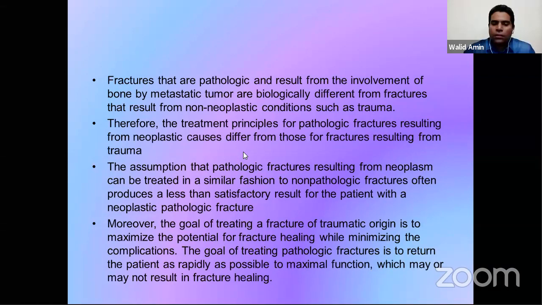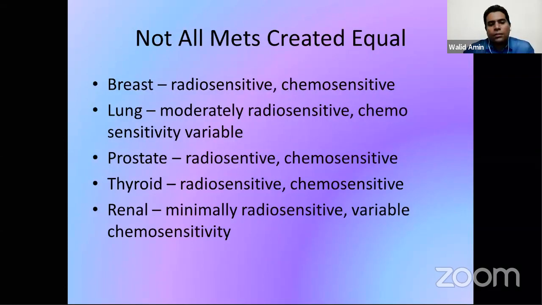We can say that not all metastases are created equal. Breast metastasis is radiosensitive and chemosensitive. Lung is moderately radiosensitive and chemosensitive. Also, prostate is radiosensitive and chemosensitive. Thyroid is radiosensitive and chemosensitive. Renal metastasis is minimally radiosensitive with variable chemosensitivity. And these differences will affect the line of management.